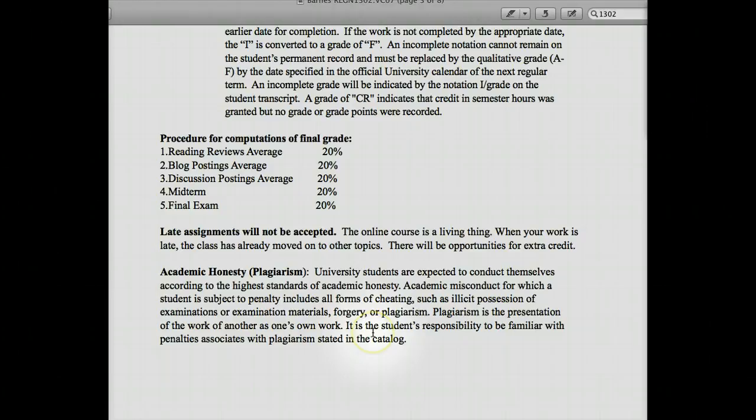Okay, academic honesty, plagiarism. I hate plagiarism. I am very good at detecting it. I don't think we're gonna have a problem in this course because there's no papers, and everybody can make a post in a discussion forum without copying from Wikipedia or something like that. If you do, I will see it because I'm very, very good at it.